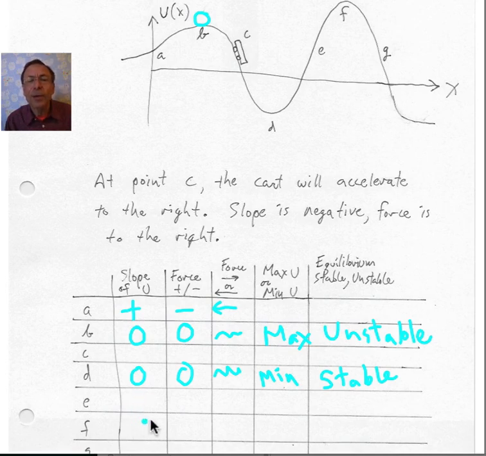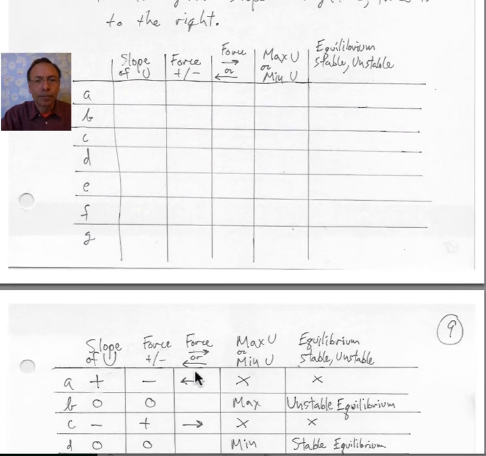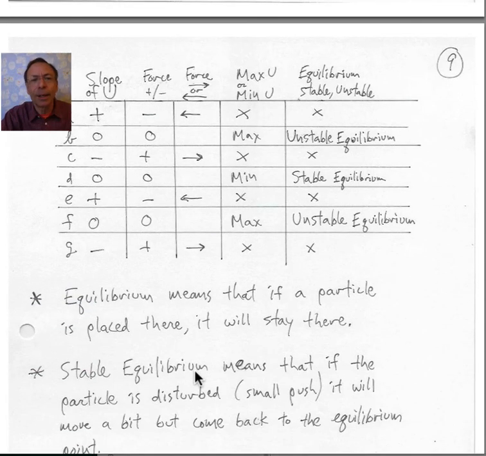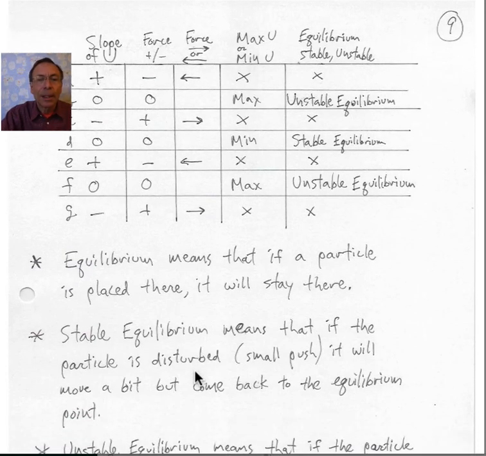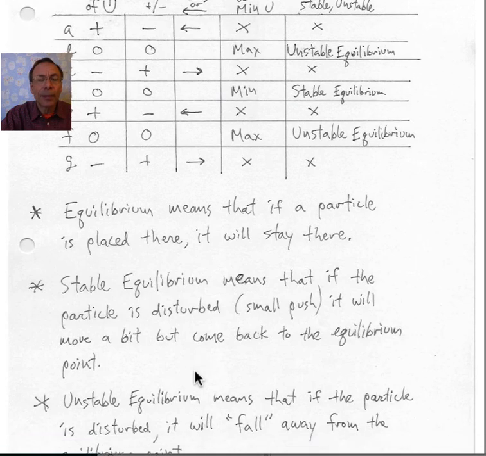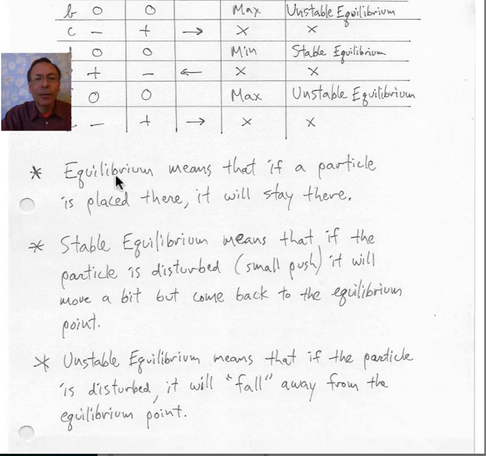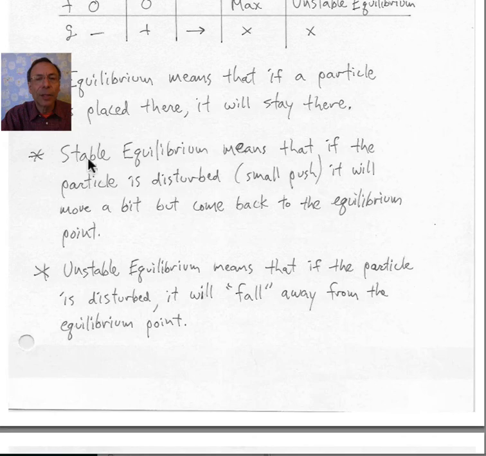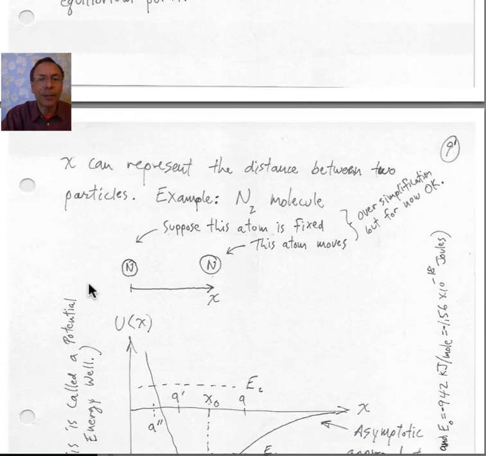E, F. I think you can figure all of these things out. You can figure the rest of this out on your own. All right. Let's move on. I put the answers. And I explained equilibrium, and I explained stable equilibrium, and I explained unstable equilibrium.